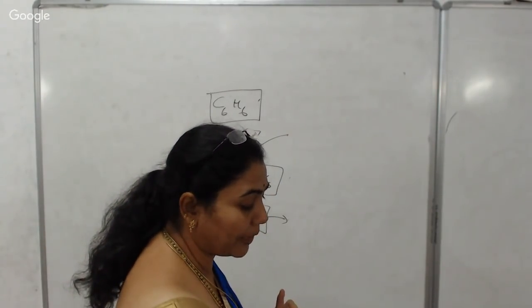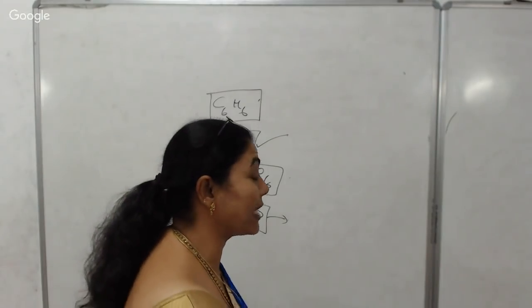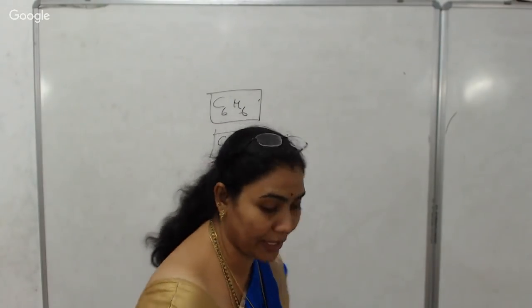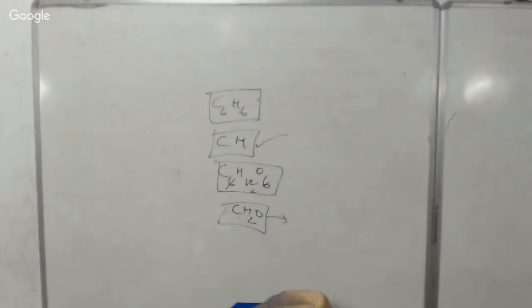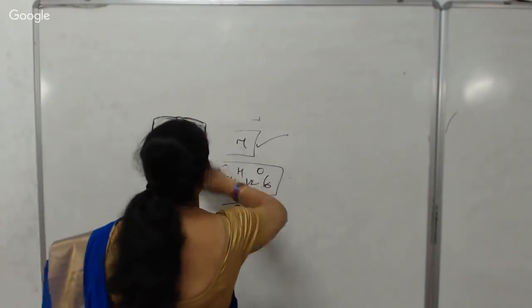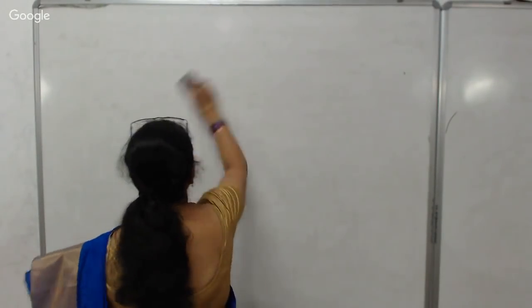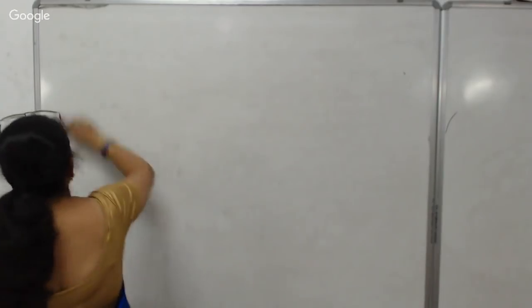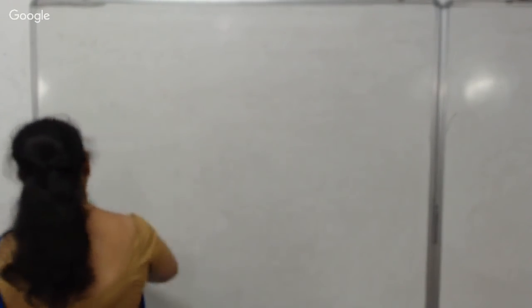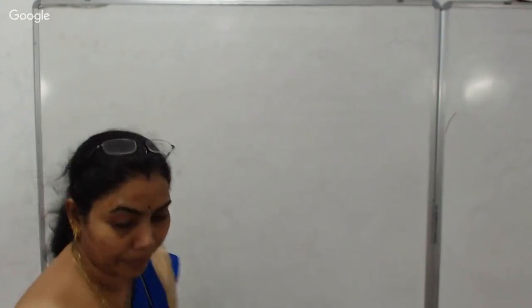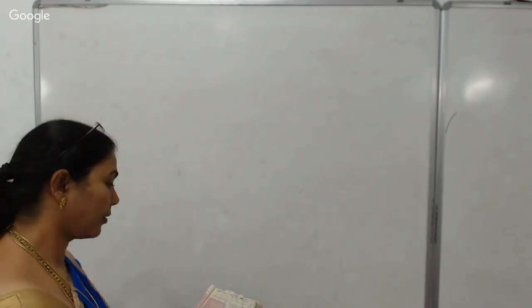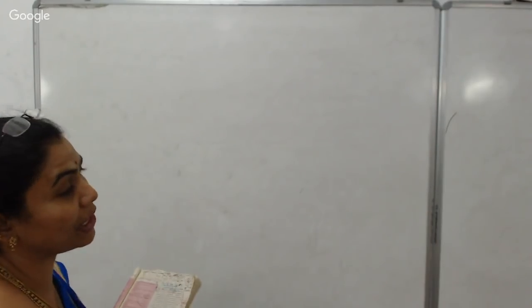Next is stoichiometry and stoichiometric calculation. This part is very, very important, children. All of you see page number 17.